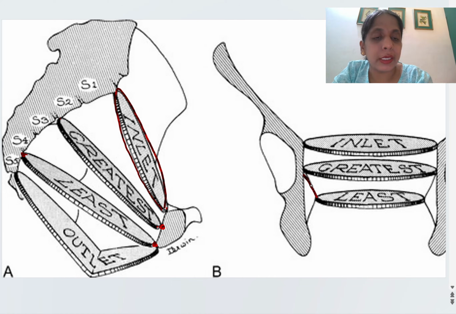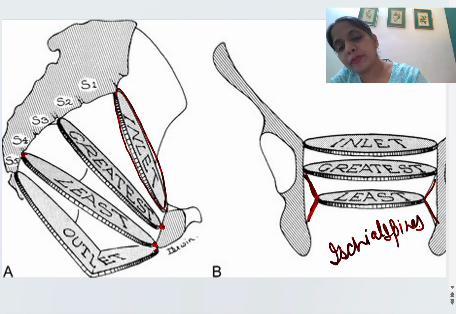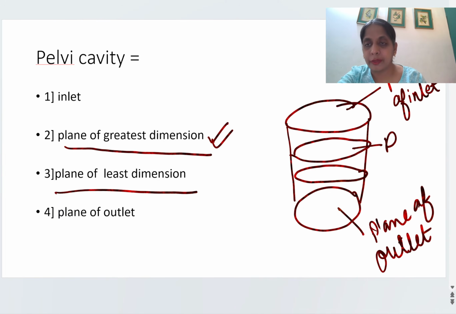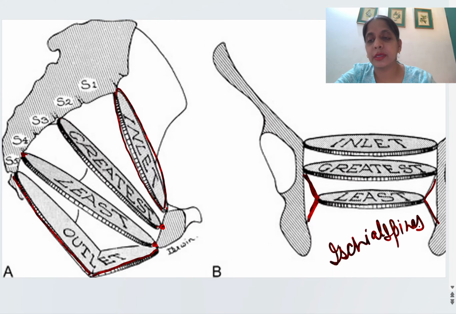Here in this diagram you can see the ischial spines are there. And this is the plane of the outlet. It is somewhat curved, because as you have seen in this diagram, first it comes down and is curved, then it goes straight.